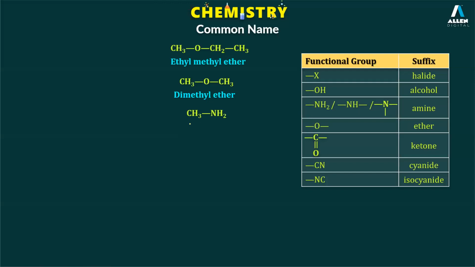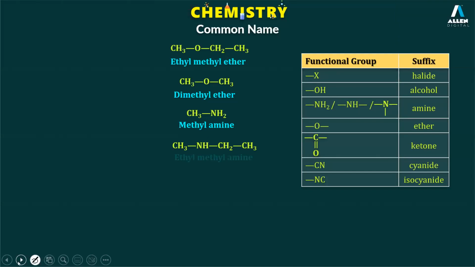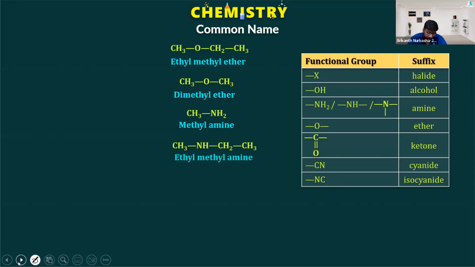CH3NH2: methylamine. CH3NHCH2CH3: ethyl methylamine. Very good. But whenever you're trying to name secondary or tertiary amines in IUPAC nomenclature, you can write N-methyl, N-ethylamine, N,N-dimethylamine. But here, whether it is a secondary amine or primary amine, just ethyl methylamine.